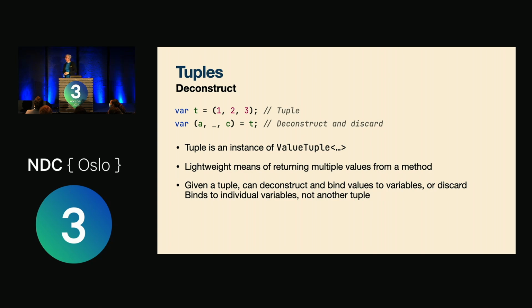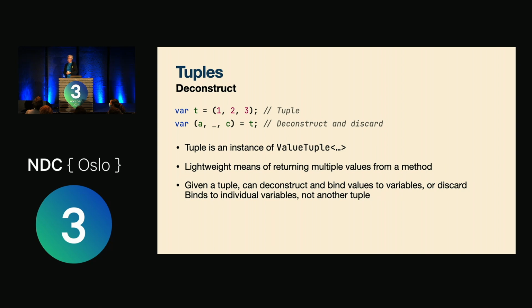Brackets 1, 2, 3. That will create us a new instance of a tuple. And we can assign that to t. T is now of type value tuple, which is a generic type, in this case with 3 values. We also have support in the language for deconstruction. And I can use this bracket syntax again with a var keyword to deconstruct that into new variables.